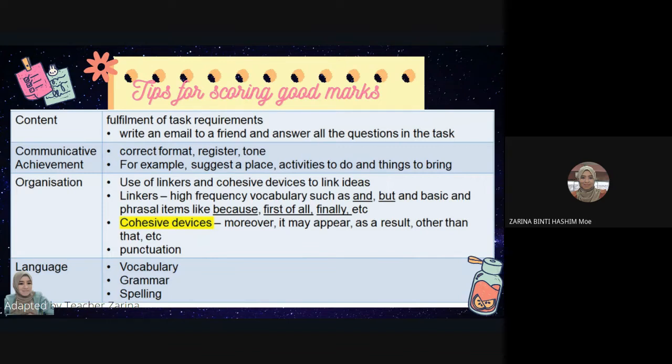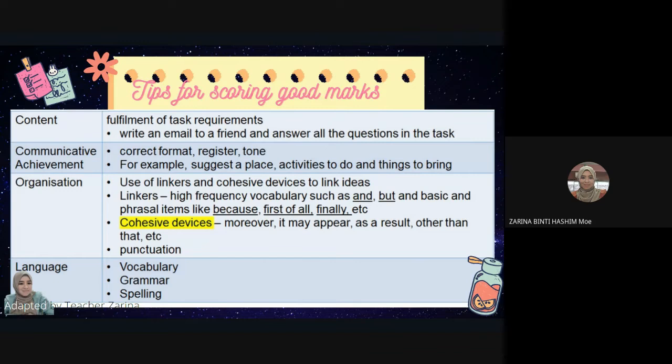For communicative achievement, another 5 marks are given. You must make sure you use the correct format and register. Whenever you start your paragraph or sentence, you must use the correct connectors, or cohesive devices, and use the correct tone. For example, if you are asked to suggest a place, make sure you give the name of the place, the activities that you have to do, and the things that you have to bring.